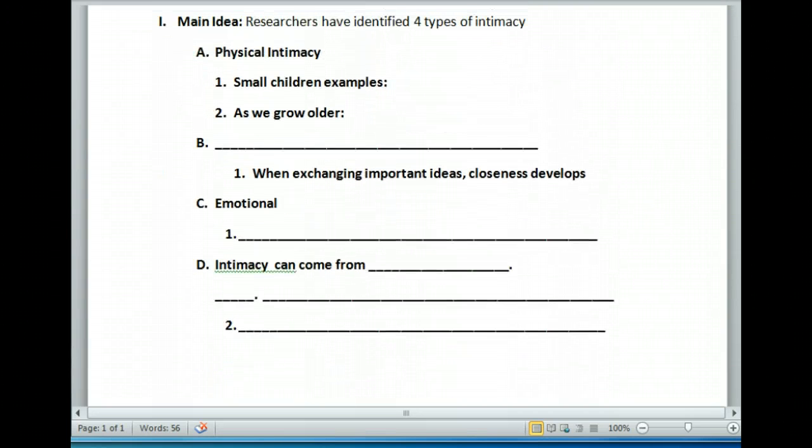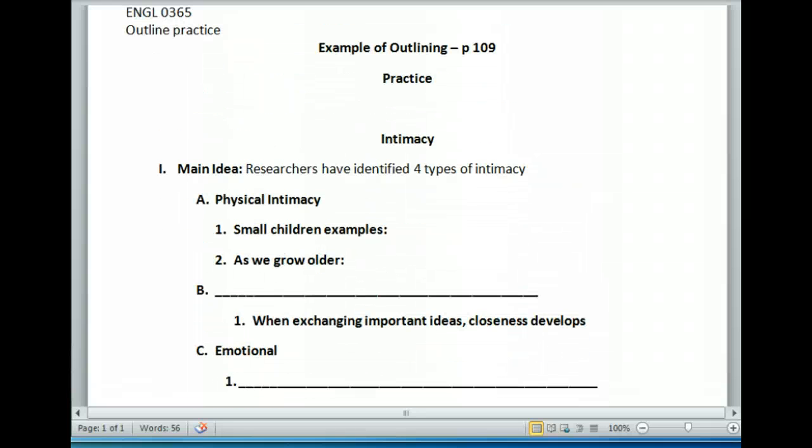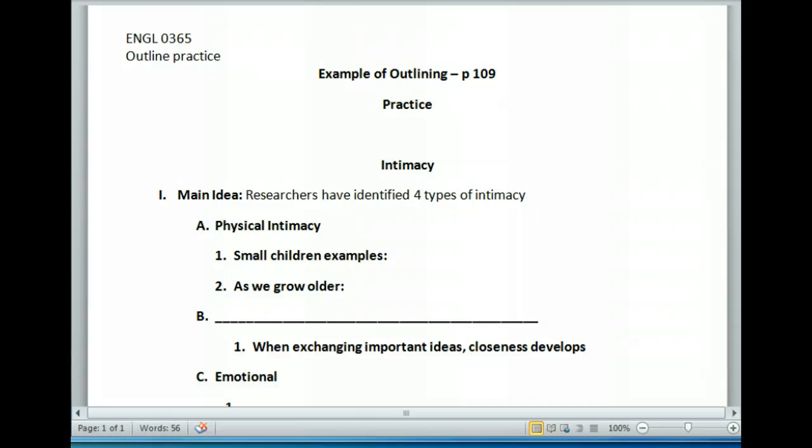So go ahead and do this exercise so you can see a different way of outlining. Your book is using just major details here, but I would like you to also include major and minor.